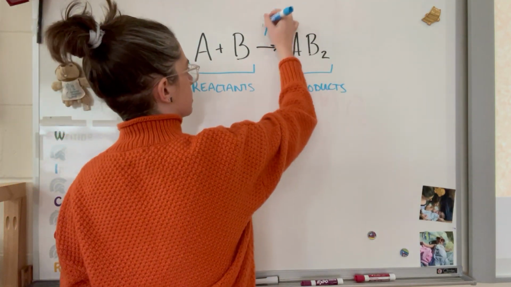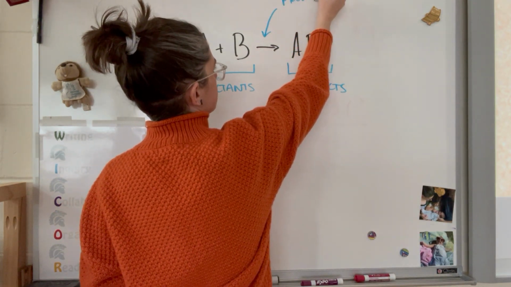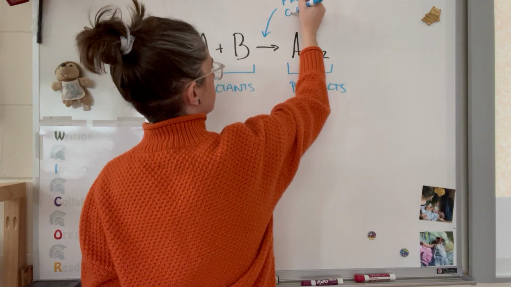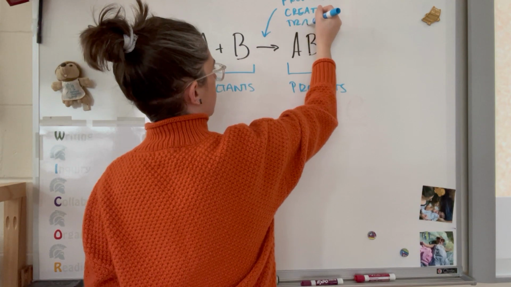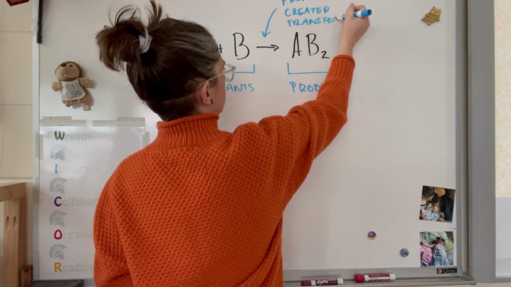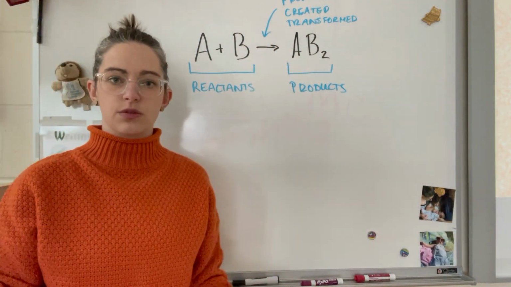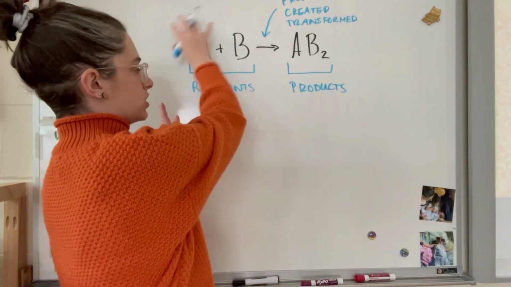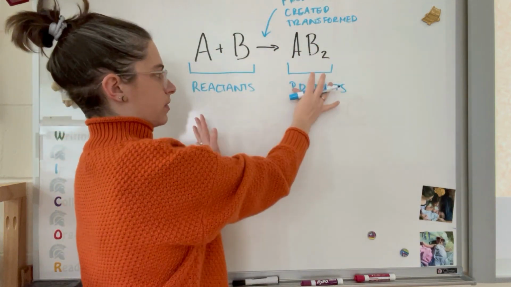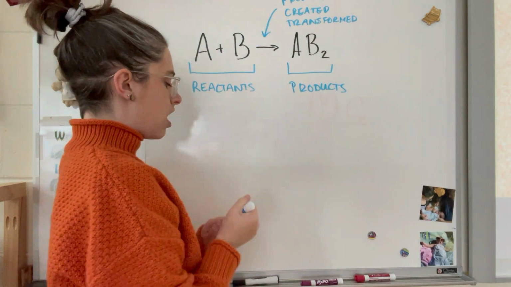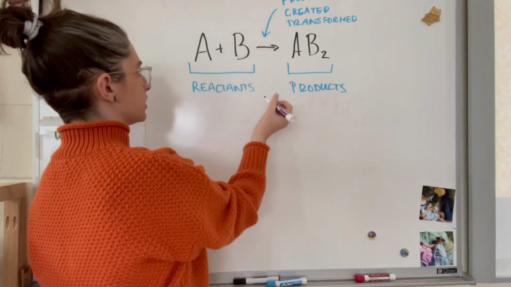This arrow here in the middle is what we say that something is produced, created, transformed, etc. So the arrow represents the reaction actually happening. Okay, so we have our starting ingredients, reaction happens, we have what we end with. Okay, so on either side, we have our chemical formulas.